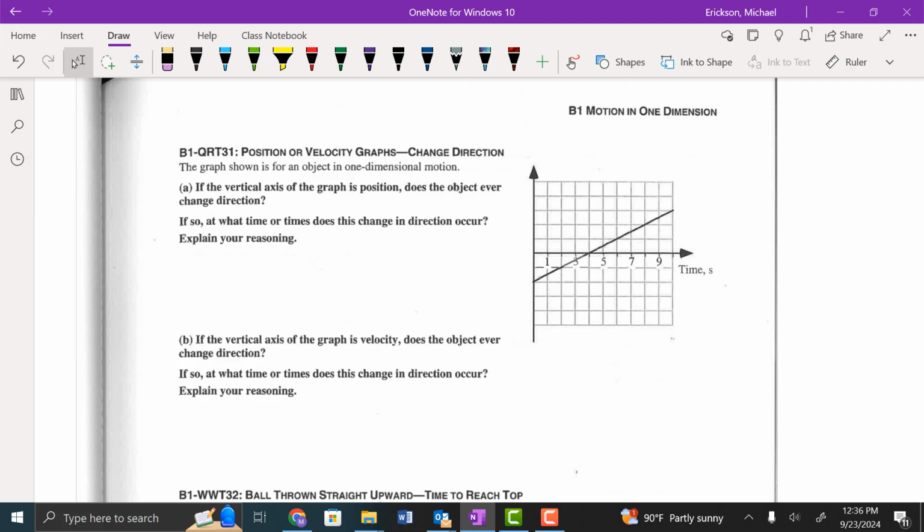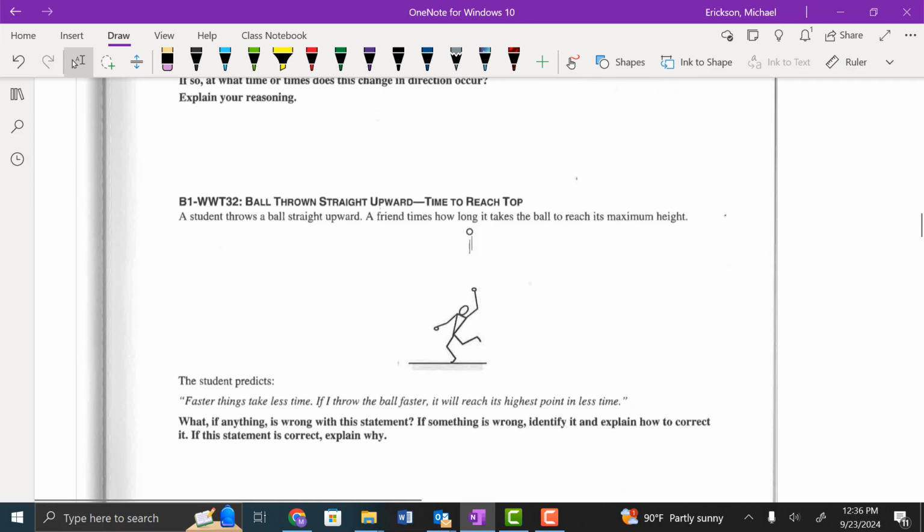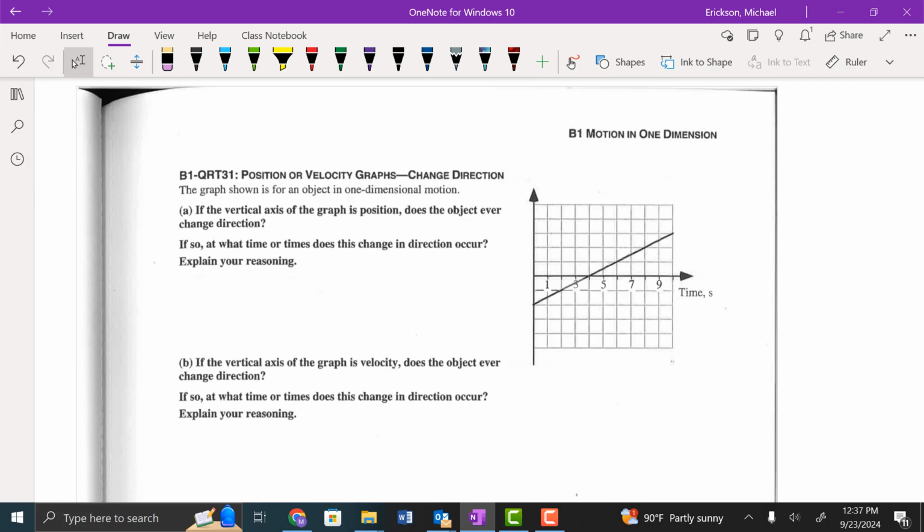Once again, my suggestion is to do the problems first, then come back to me and see what I do. I would go one page at a time, see what I do for the page, and then move on. So this first one is asking, we've got this chart here.